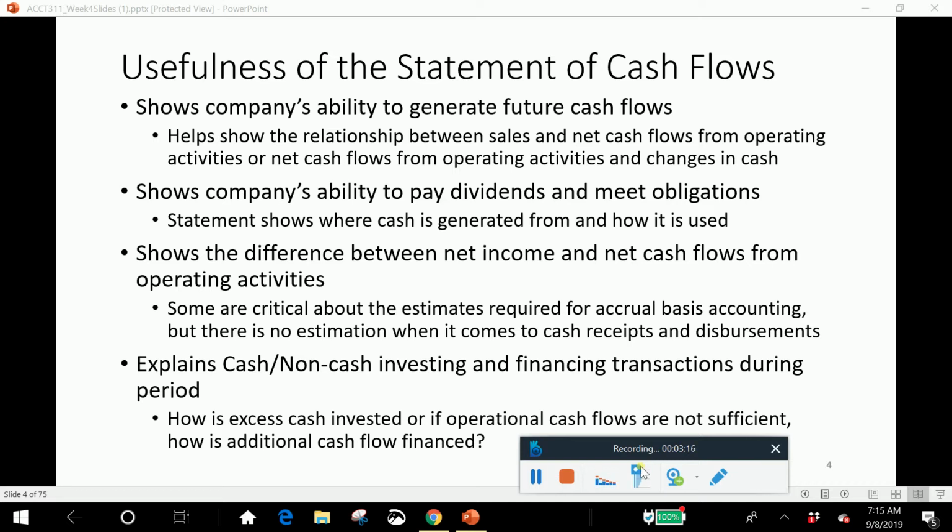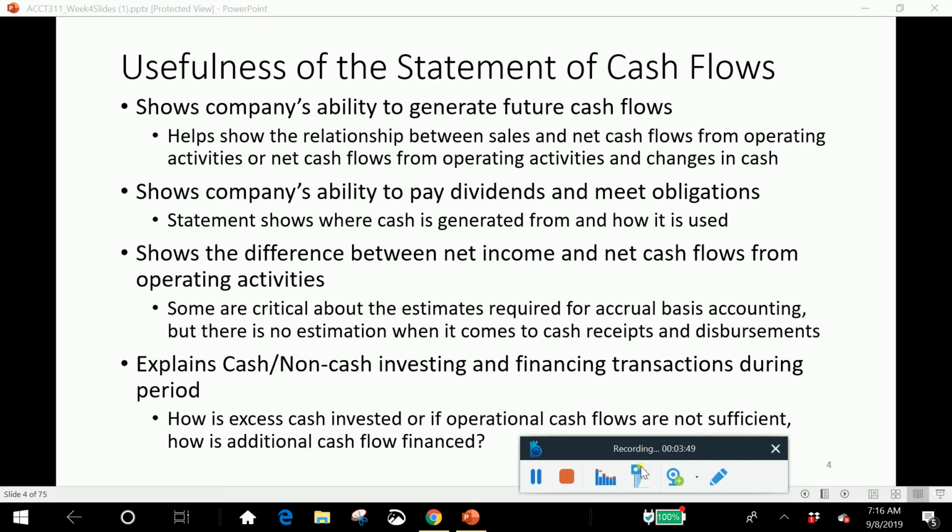It also shows a company's ability to pay dividends and meet obligations. And what this really gets to is where is cash being generated, hopefully from cash flows from operating activities, and then how is that cash being used? Is it being used to invest in plant, property, and equipment? Or if cash flows from operating activities are not sufficient, how are we financing our company? Through debt or through equity?